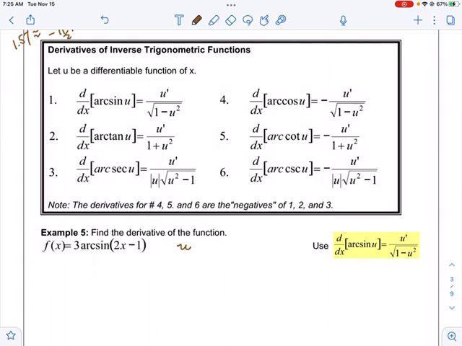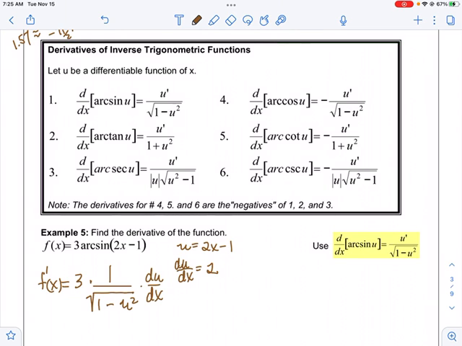So we could say that u is equal to 2x minus 1. We're going to use some chain rule with this. So du dx is, of course, equal to 2. So f prime of x is equal to 3 times, so we have the constant 3 out front, 1 over the square root of 1 minus the quantity, and we'll use u squared for right now, and then times du dx.